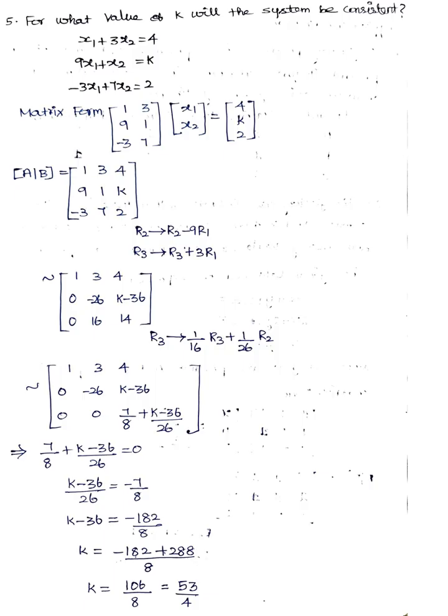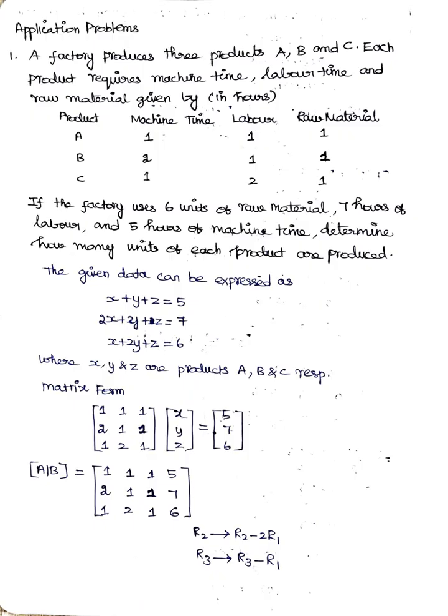After that we have to form the upper triangular matrix. After the upper triangular matrix, use the back substitution method. After the back substitution method, find the value of k. Now the k value was 53 by 4. These are the main application problems.